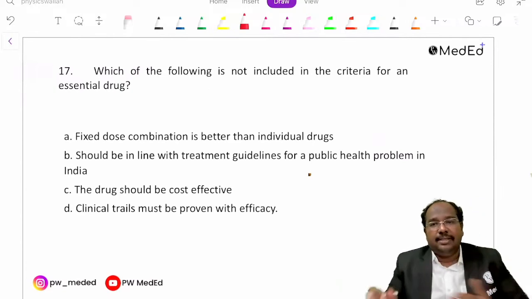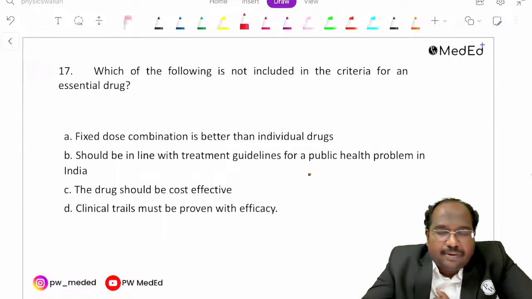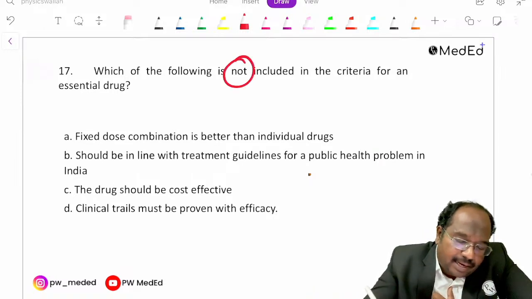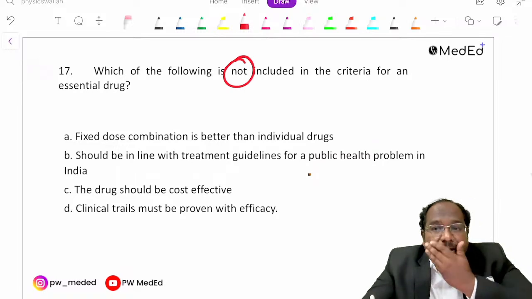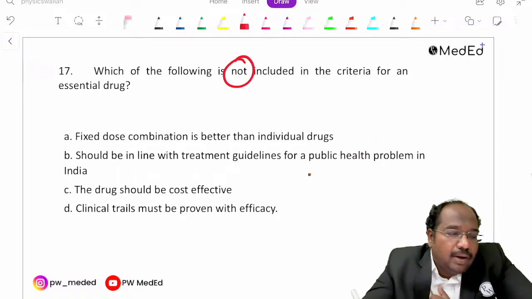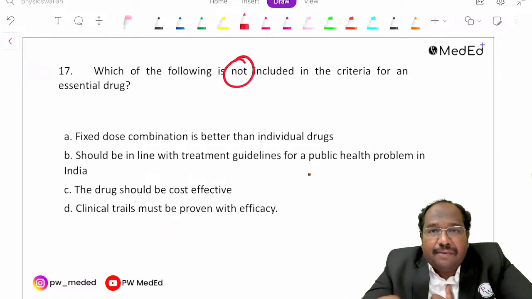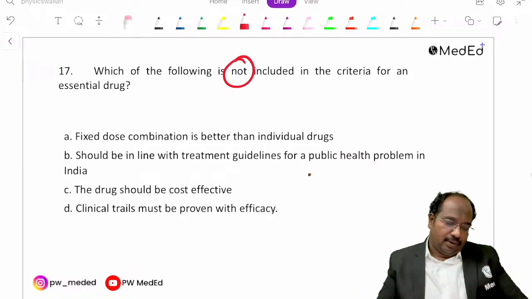Next question. This is a criteria they asked regarding essential drug. It's there in the textbook of Park itself. It was asked in INI exam 1 or 2 years back. Which of the following is not included in the criteria for the essential drug? Every country, our country, regularly lists out the essential drug list, and the criteria for the essential drug list they release. We will see one by one, then we will come back to this question, guys.